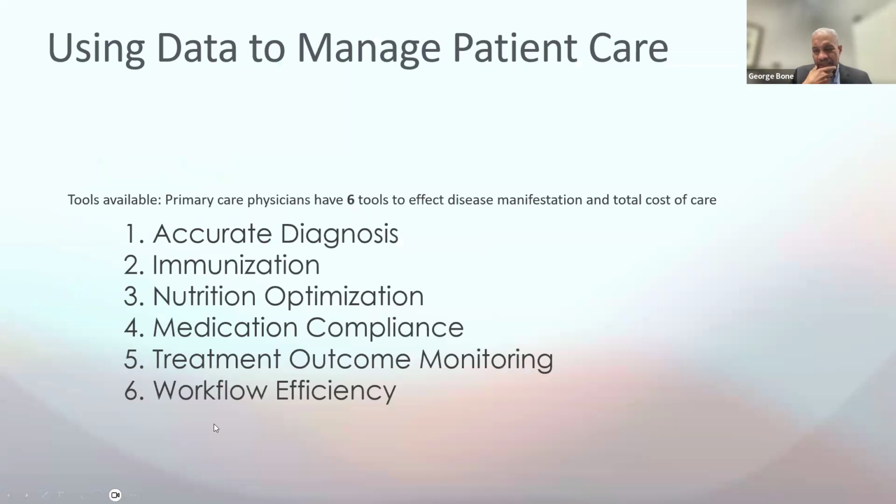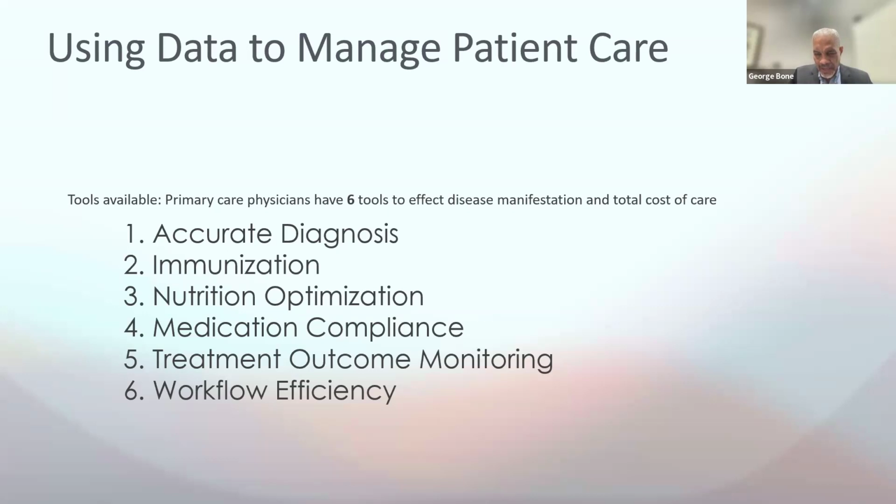But how is a physician to actually deal with this? As a primary care physician, we have 6 tools to affect disease manifestation and cost of care. The first and most important is accurate diagnosis. Wrong diagnosis or no diagnosis leads to inappropriate care. The second is infectious disease pushes the vulnerable to the edge and over the edge, depending on their immune system and organ system reserves. So that's why immunization is very important.